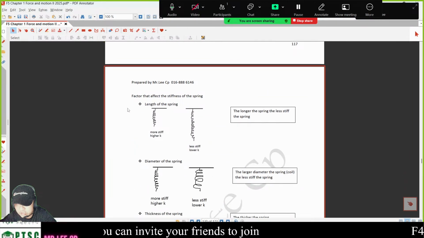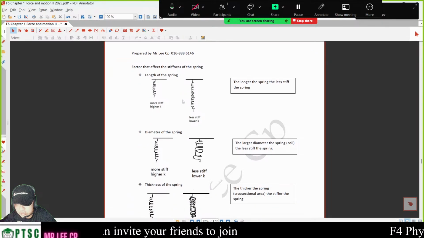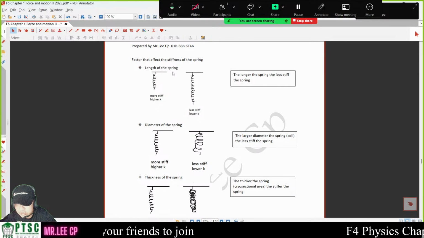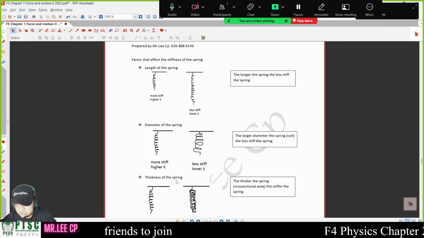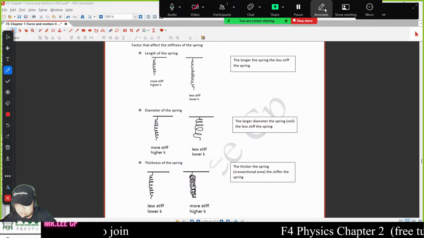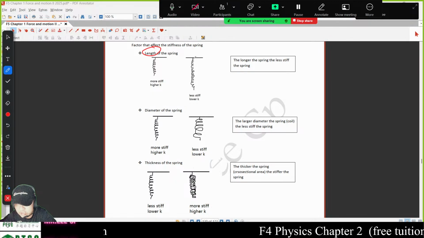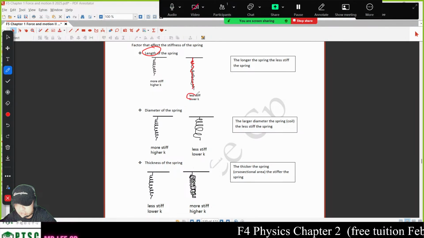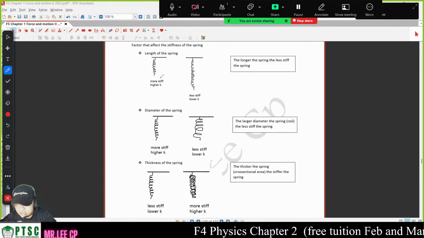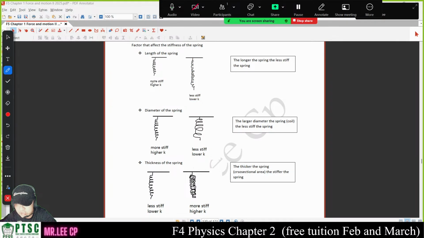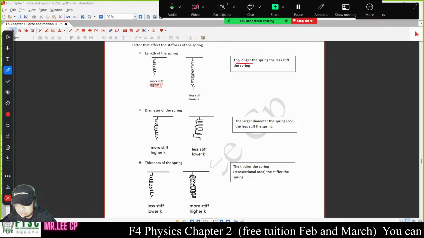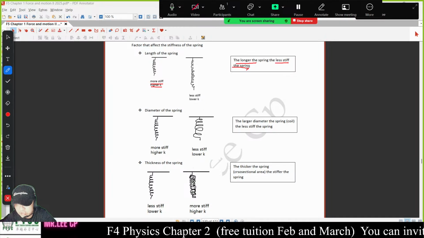If not, then I go to factors that affect the stiffness of the spring. Okay, so there are 4 factors that affect the stiffness of the spring: length of the spring, diameter of the spring, thickness of the spring, and then material of the spring. Okay, so we look at the first factor. So it is length. So if your spring is longer, so it is less stiff. Your K is lower. If your spring is shorter, right, so it is more stiff. Right, so the K is higher. The longer the spring, the less stiff the spring.